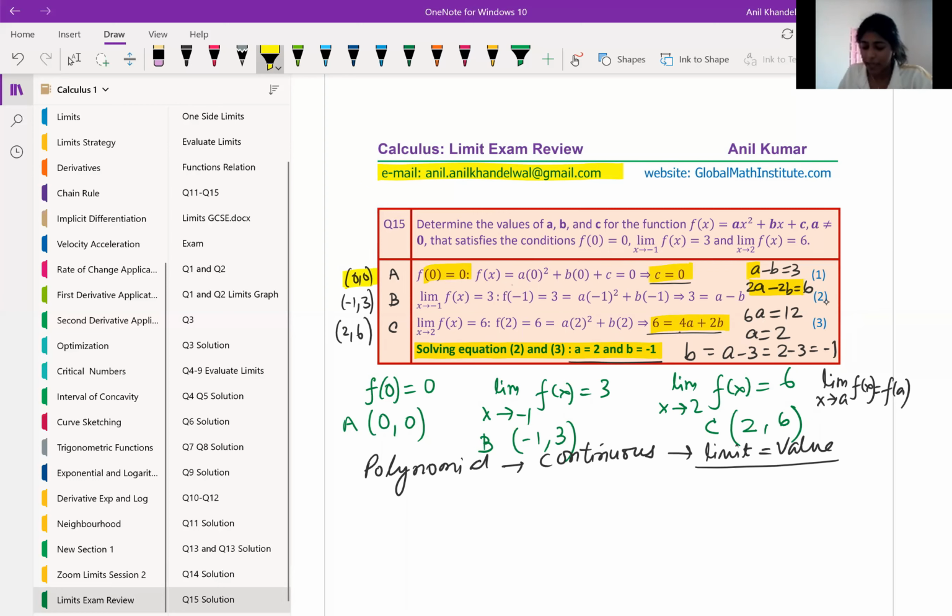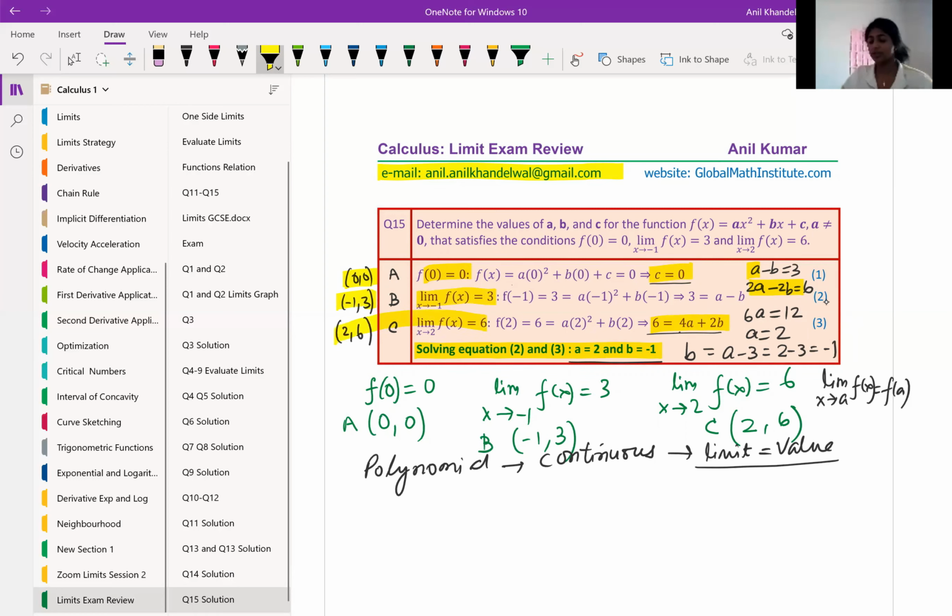Correct. Cool. Then we know, because it's a quadratic equation, it's a continuous function. So that's pretty much the key to unlock this problem. Yes. So when we see limit as x approaches minus 1 of f of x equals 3, we know that f of minus 1 equals 3, and f of 2 equals 6. So we've got our 3 points.